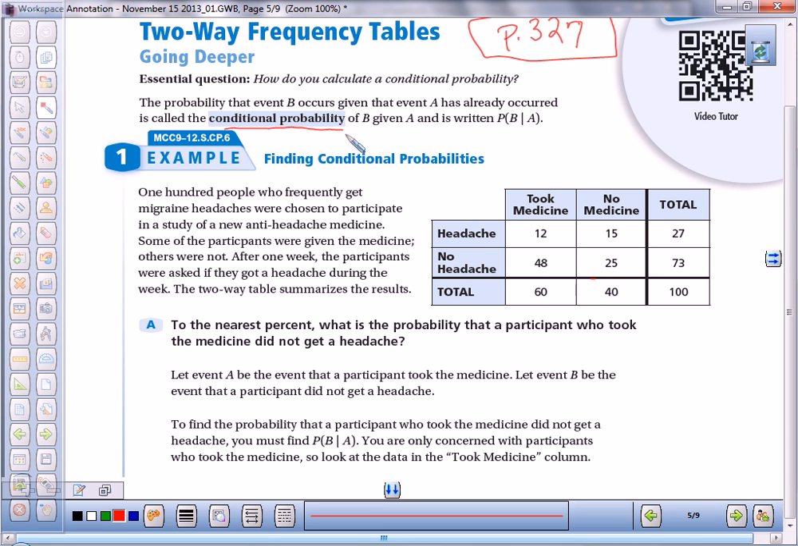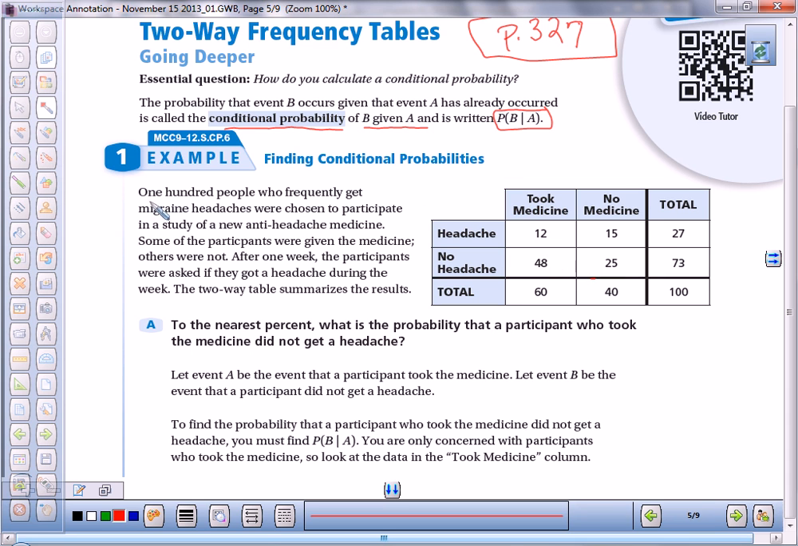Now, conditional probability can be written like this. This means the probability of B given A. So B given A. And next year we'll go much more in depth into the notation and the symbolism, and we'll talk about unions and intersections, and you'll understand even more about these two-way tables. But this year we're getting kind of an intro lesson.